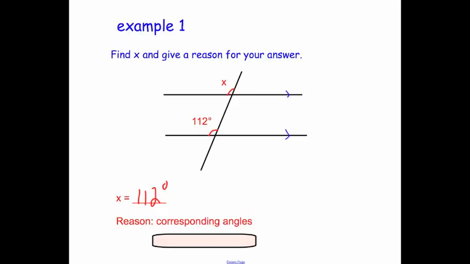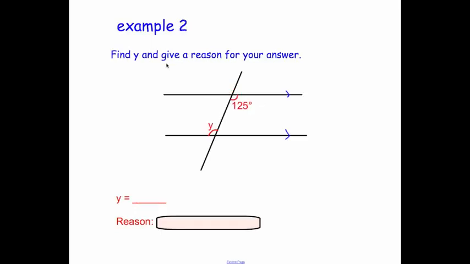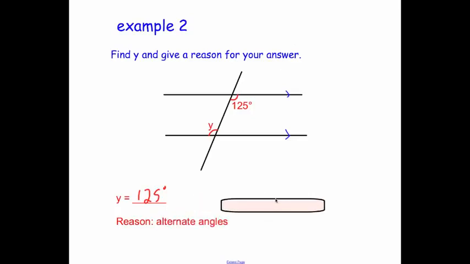Our next example says find y and give a reason for your answer. Again, we have got an obtuse angle and it's 125 degrees, and we've got y, which is an obtuse angle. As you can see, they are alternate to each other, like so. So that means they're both the same as each other. So y is 125 degrees, and this time they are alternate angles.